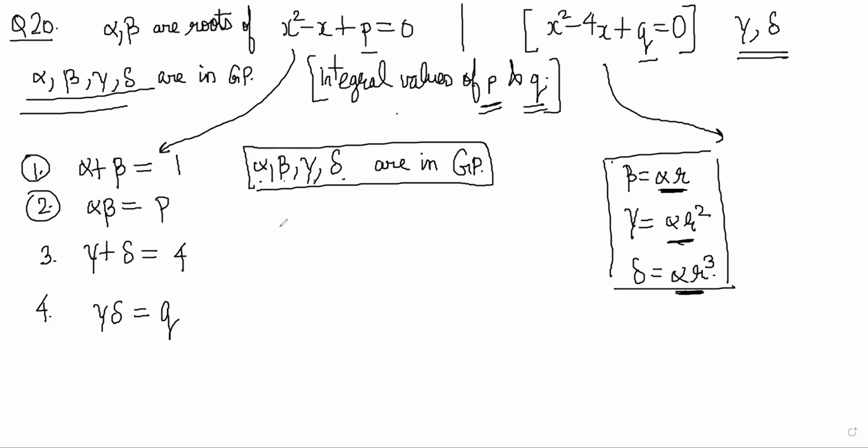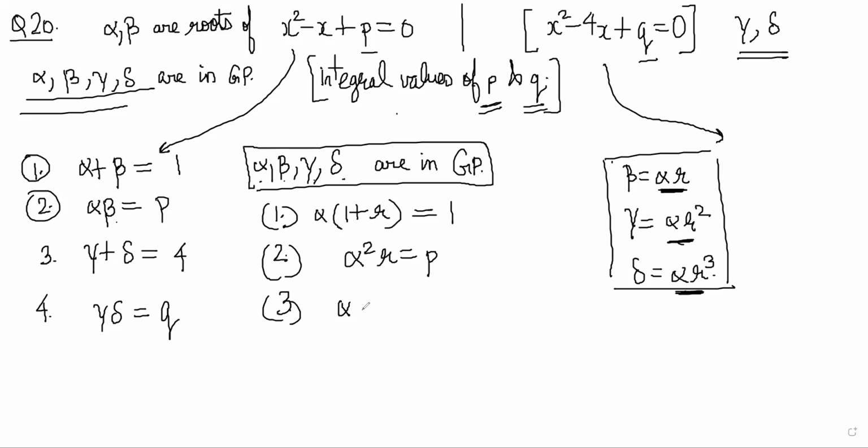So that becomes alpha times (1 plus R). Wait, can we factorize? No, you can do whatever you want to. You don't have to worry too much about it. The second one is alpha into R squared is equal to P. The third one is alpha R square times (R square plus 1) is equal to 4. And the fourth one is alpha into alpha square into R power 5 is equal to Q, right? These are my 4 equations.